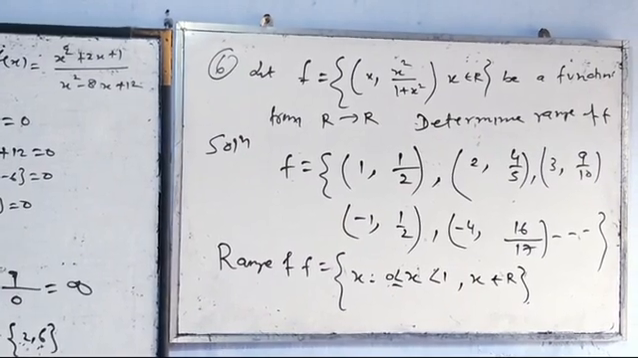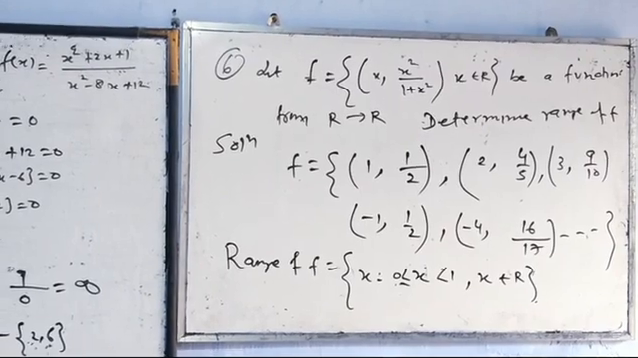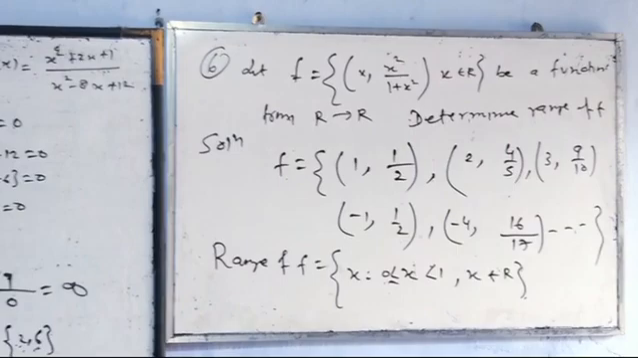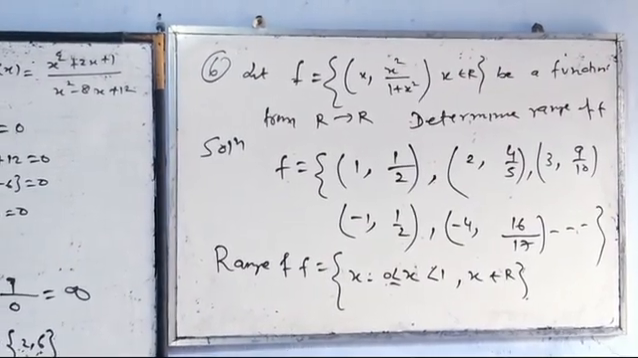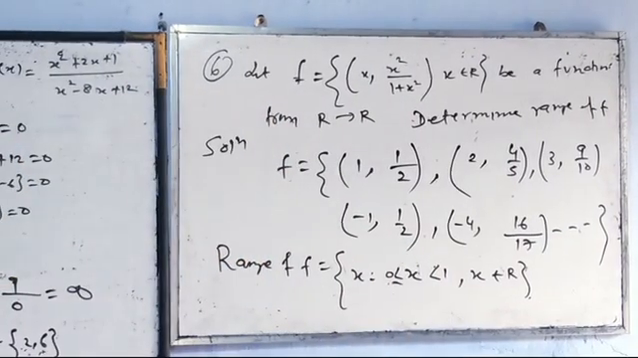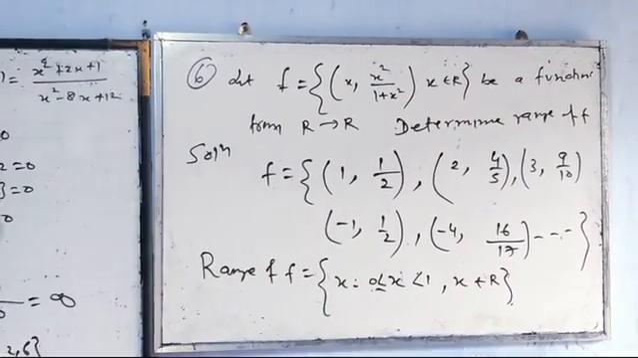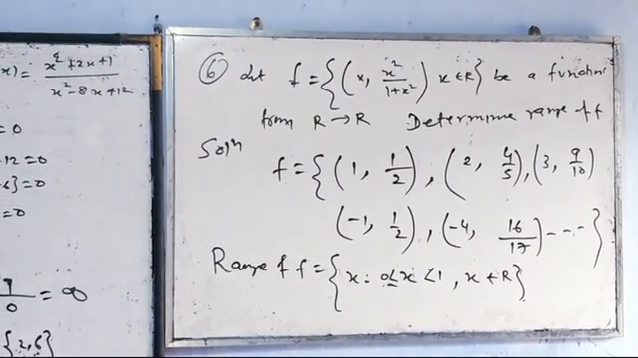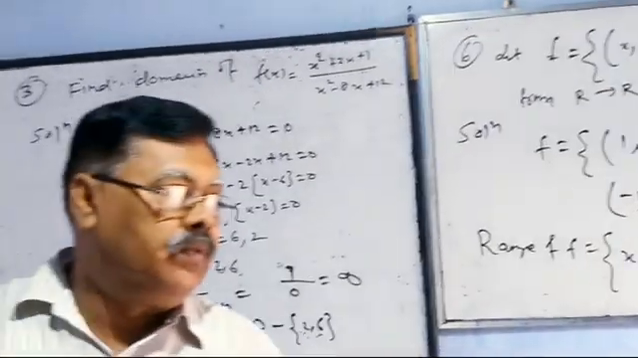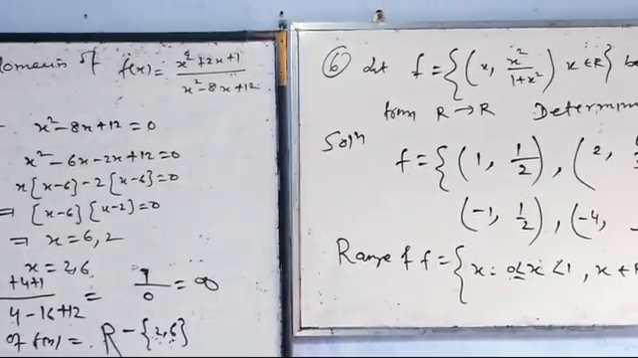This is the range of this function: x is greater than or equal to 0, less than 1, not equal to 1, and all are positive. So this is the range of this function, student. In this way, the value of y will determine the range and the value of x will determine the domain. So by the value of y we will find the range, and by the value of x we will find the domain. This is the concept of this, student.